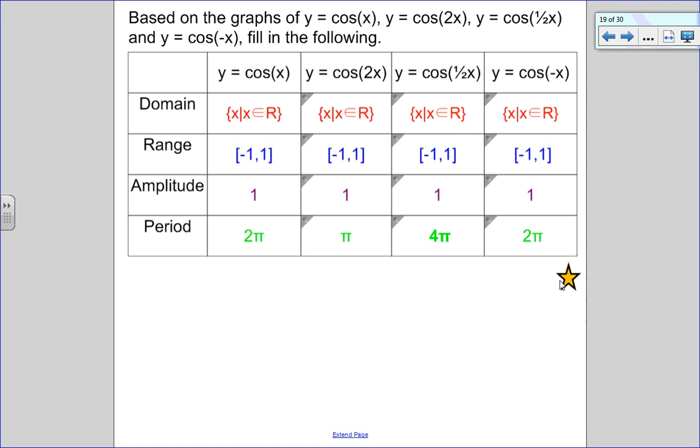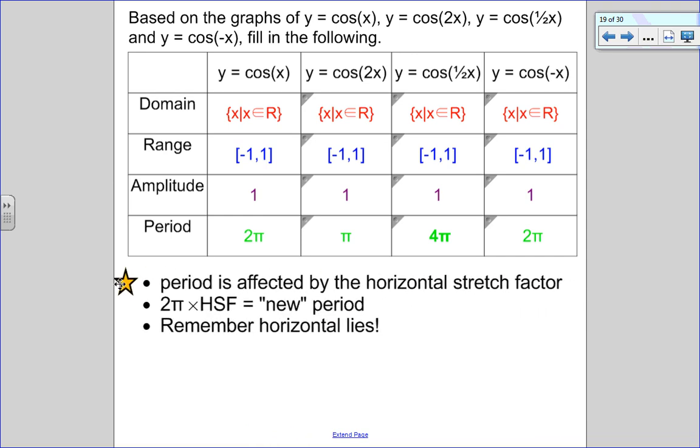So it looks like what's affected by the b value is the period. So the horizontal stretch factor affects the period. So 2 pi times the horizontal stretch factor is the new period. So let's look. This here, a factor of 2, has a horizontal stretch of 1/2. So if I take half of 2 pi, I do in fact get pi.